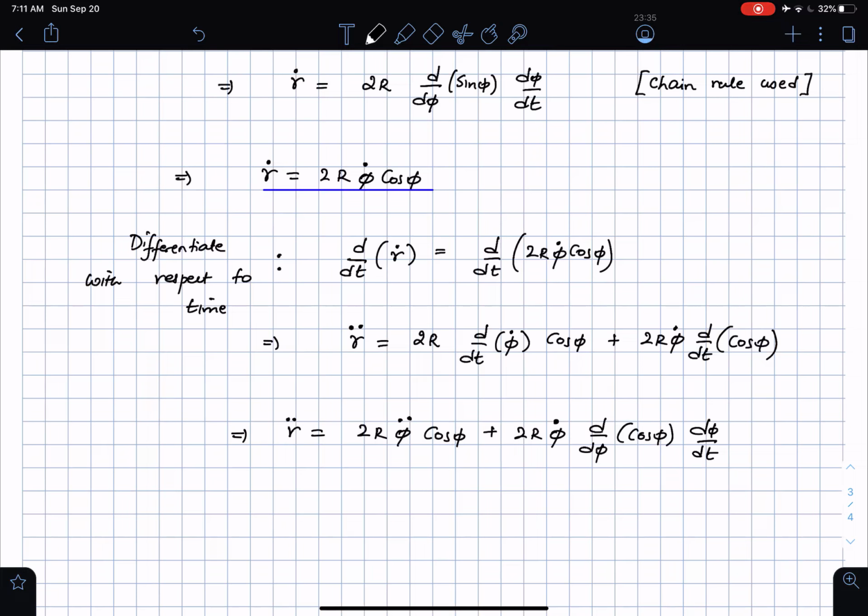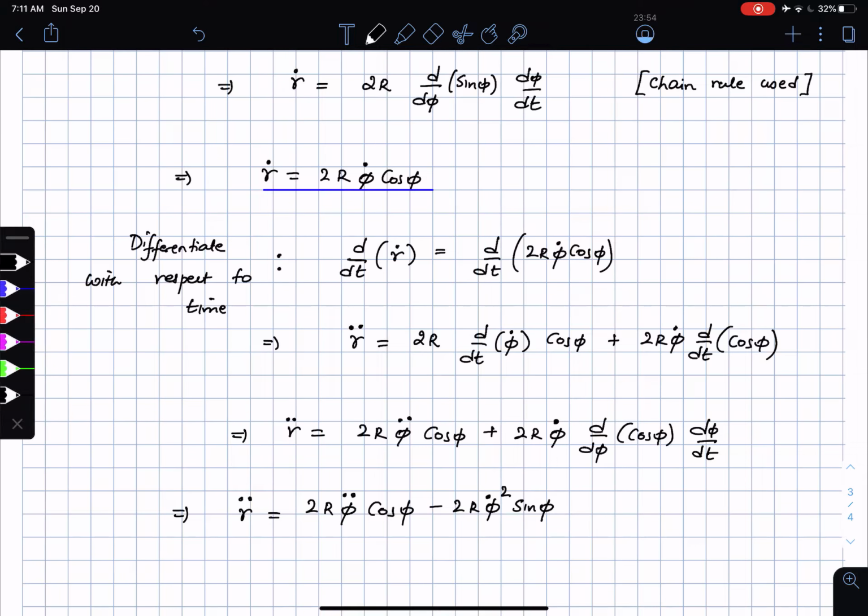Okay, and so here is what I end up getting. So r double dot is going to be 2r phi double dot cosine phi, and then d by d phi of cosine phi is minus sine phi, so this is going to be minus 2r phi dot square sine phi. Okay, so these are the 3 things that I have. So I'm going to just collect all the information that we have so far.